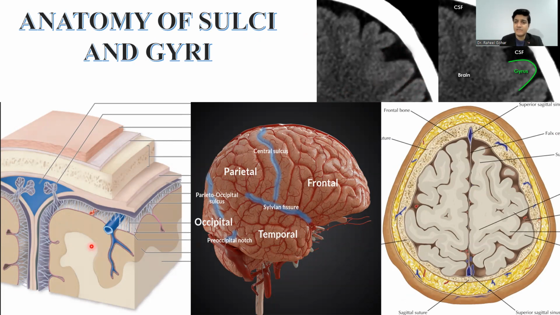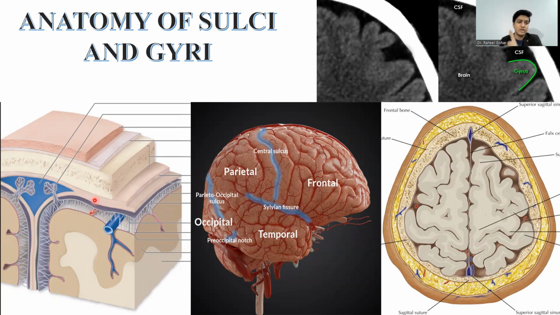Basically, we have three membranes covering the brain. This is the pia mater, this is the arachnoid mater, and finally the dura mater. Between the pia and the arachnoid, we have the subarachnoid space, which contains the CSF, cerebrospinal fluid, as well as the vessels. And then between the arachnoid and dura mater, we have the subdural space. And then finally we have the dura mater.